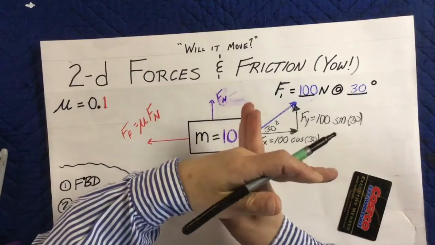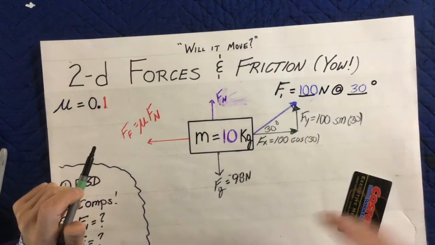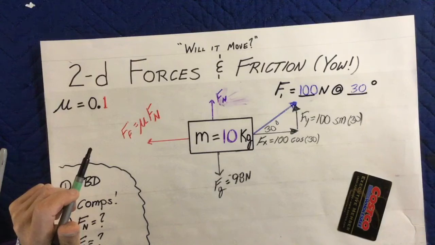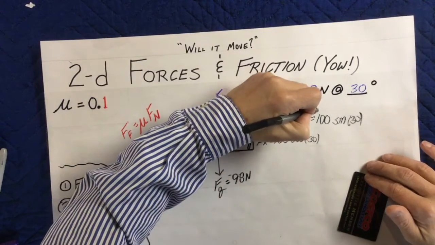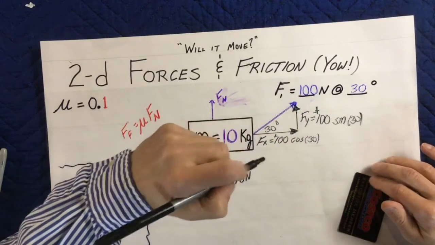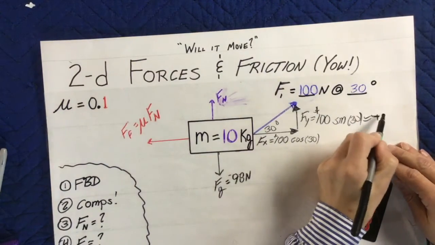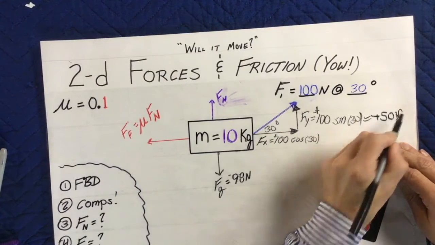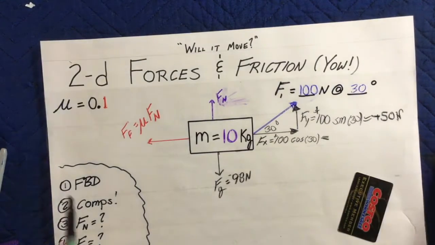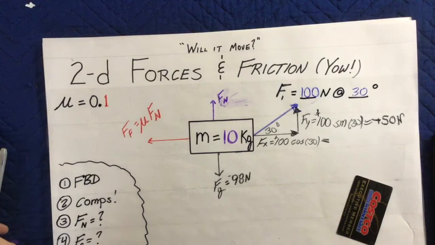This is, quote, a quadrant 1 vector, which means it is a positive x and a positive y, where you're dragging it to the right and slightly lifting it up. So these are by default both going to have positive values on them. 100 times the sine of 30 is 50 newtons up. And 100 times the cosine of 30, I just got to refresh my memory on this one.